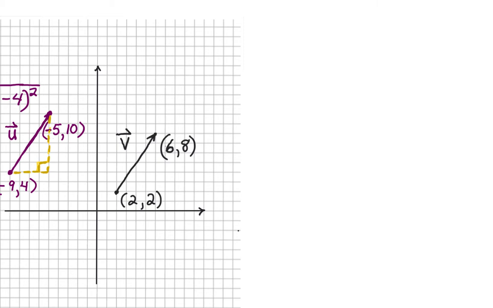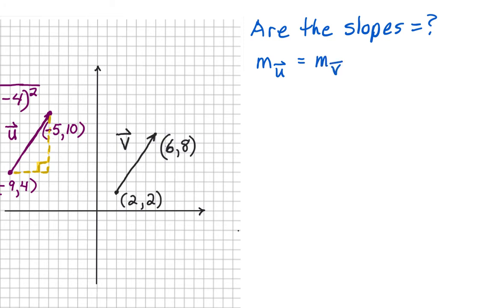I'll show that they do have the same direction. Because of the way that we have graphed these two vectors, all we have to ask is, are the slopes the same, or are the slopes equal? So does m sub u, vector u, equal m sub vector v?